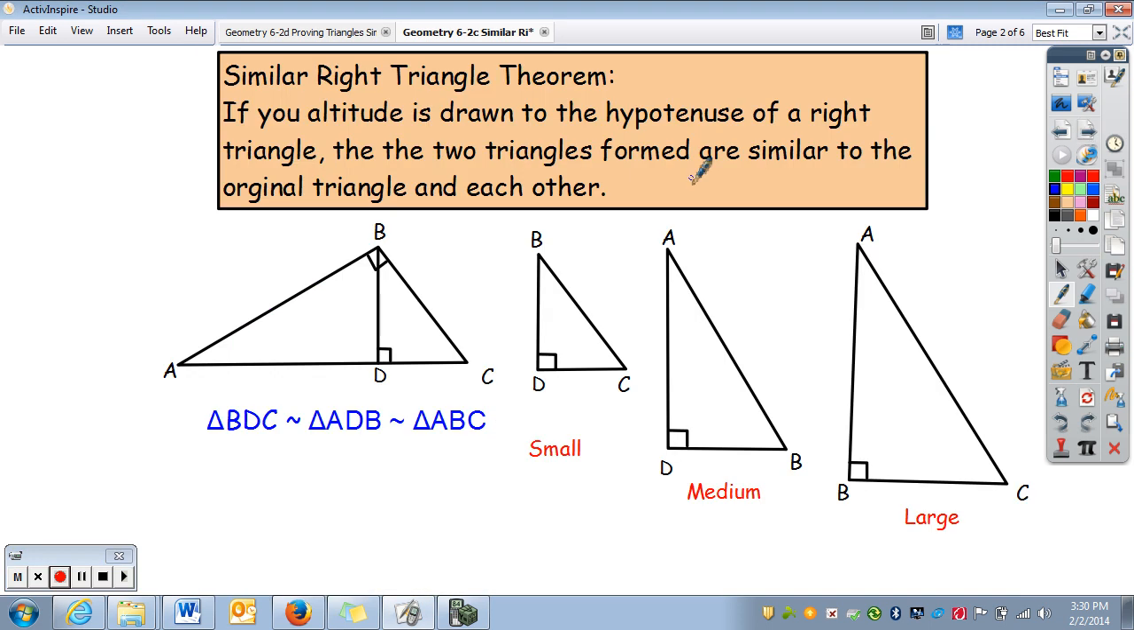Alright, so the similar right triangle theorem is that if an altitude is drawn from the hypotenuse of a right triangle, so we have one big right triangle on the outside, and we took the altitude and drew it to the hypotenuse, your longest length, two triangles are formed that are similar. So the big triangle, ABC, is similar to your two smaller triangles. Alright?